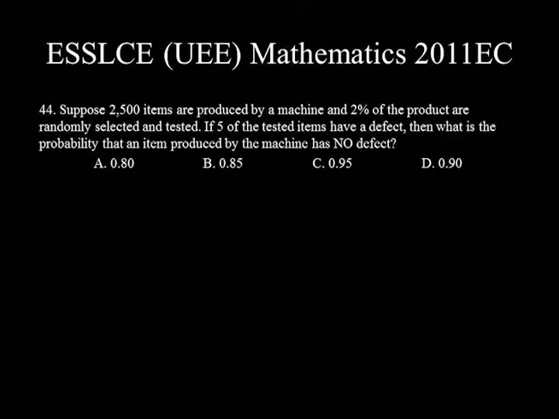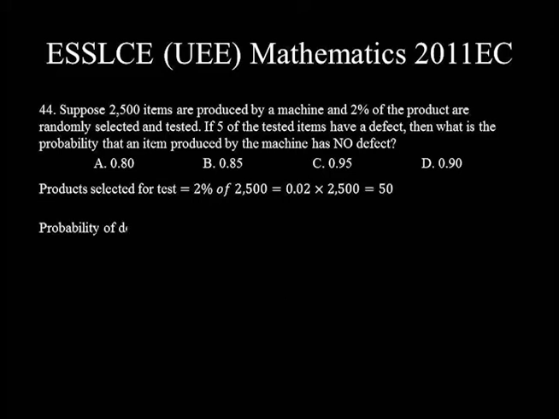Question number 44. Suppose 2,500 items are produced by a machine and 2% of the product are randomly selected and tested. If 5% of the tested items have a defect, then what is the probability that an item produced by a machine has no defect? Product selected for sales is equal to 2% of 2,500, which is equal to 0.02 times 2,500, which is equal to 50.